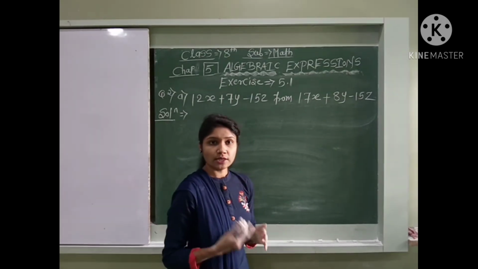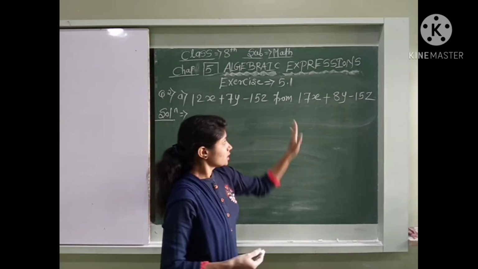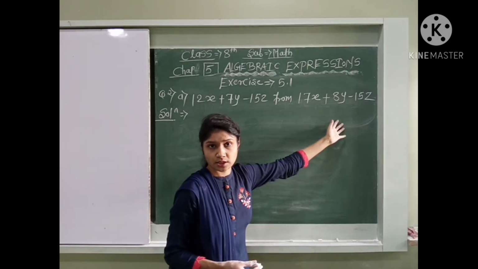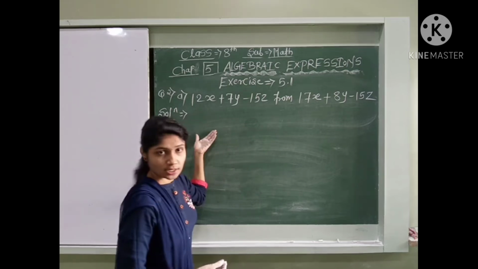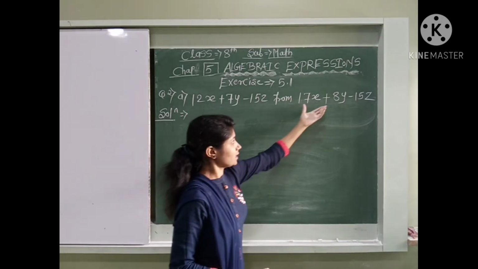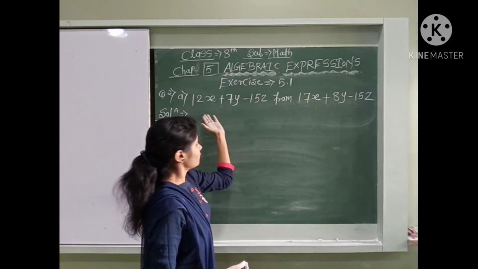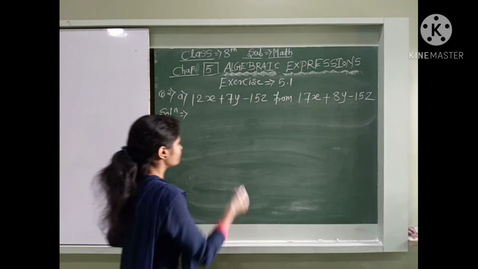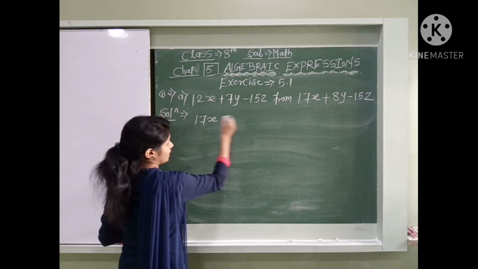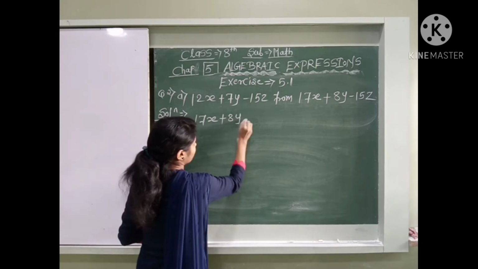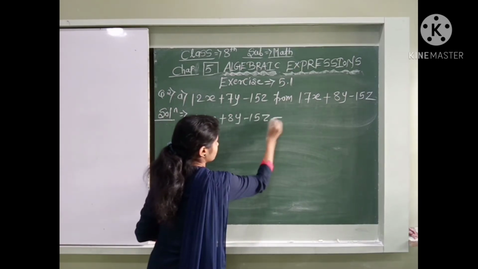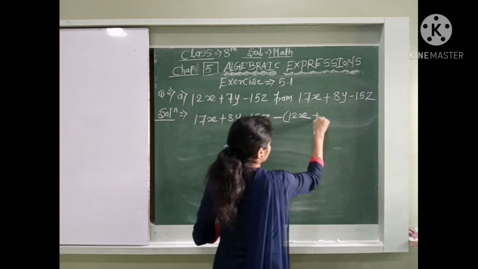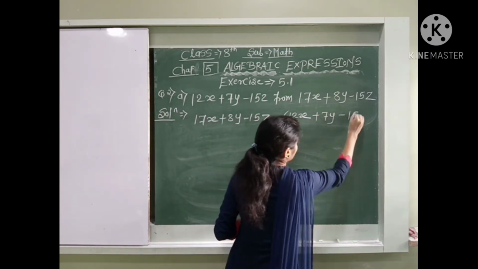Okay. So when you are given this type of question, the expression in front of from, the expression given, you have to mention first. You have to write that first. Okay, what do you have to do? From the second expression, you subtract this first expression. This is the meaning of from. Understand. So how to arrange: 17x plus 8y minus 15z minus which expression was subtracted? 12x plus 7y minus 15z.